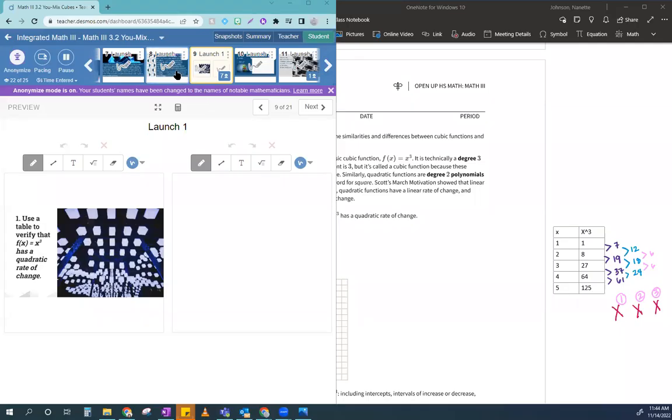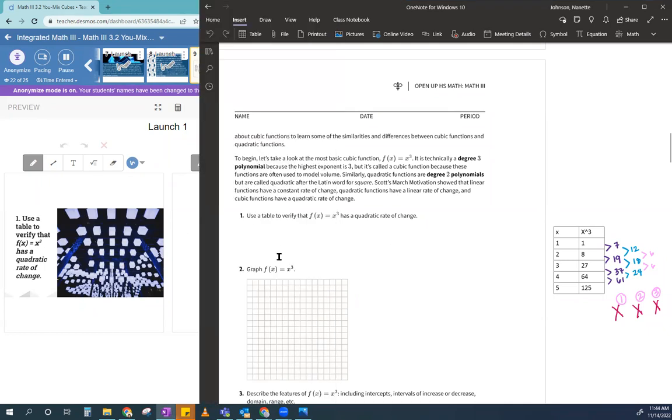Okay, so we are here in 3.2. And just as a review, we're going to talk about slide 1 really quick, or problem 1. It says, use the table to verify that x cubed has a quadratic rate of change.